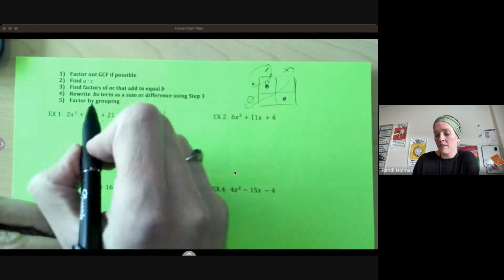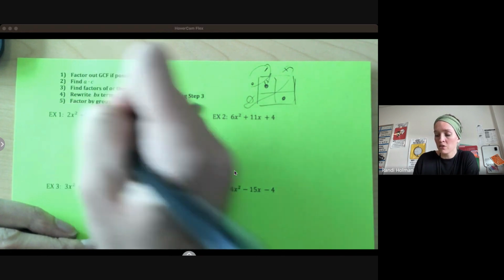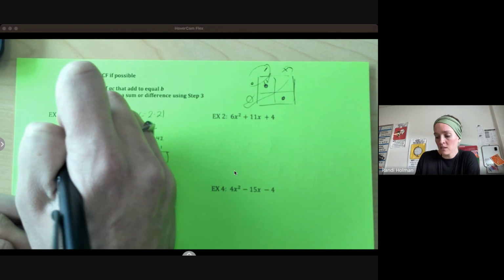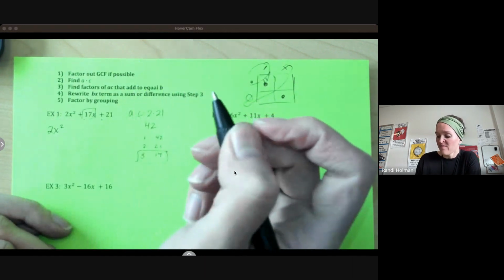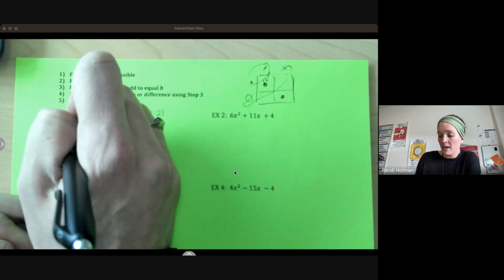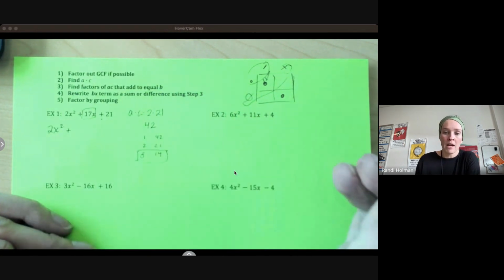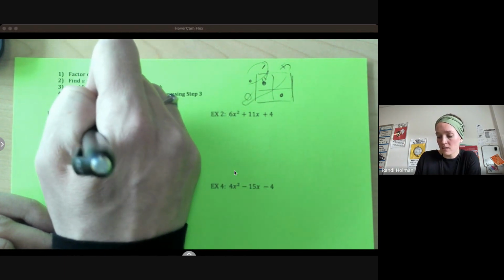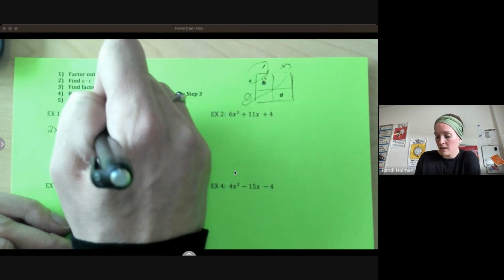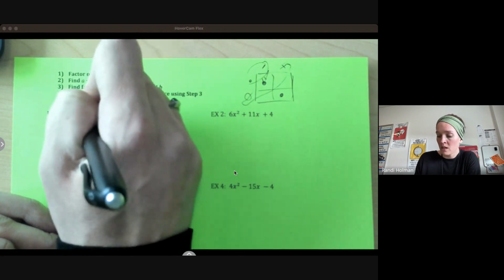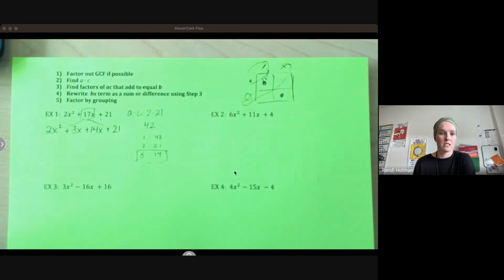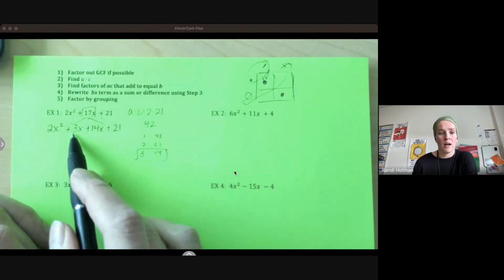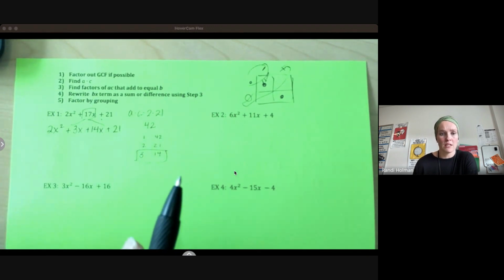Once we have that, we're going to rewrite this middle term using those numbers. That's why they have to add to be that. So now I have 2x squared. I'm going to have this exact same thing, but I'm going to rewrite this middle term as these two. And it does not matter which order you put them in, you're still going to end up with the same thing. So if I put 3x plus 14x plus 21, this is exactly equal. We just found that special pair that relate those four factors into these two terms. So we split that into two terms.